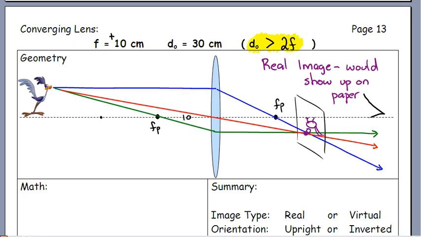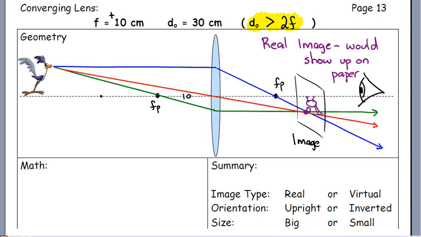I'm just going to draw an eye. And a human stares back at this. They will be convinced that that Roadrunner is right here where this image is. Because their brain is going to say, oh, I see those rays all coming apart from that one place. And they will be totally convinced that actually the Roadrunner is much closer to their eye than it really is, and that it's upside down and it looks like it's a little bit small.